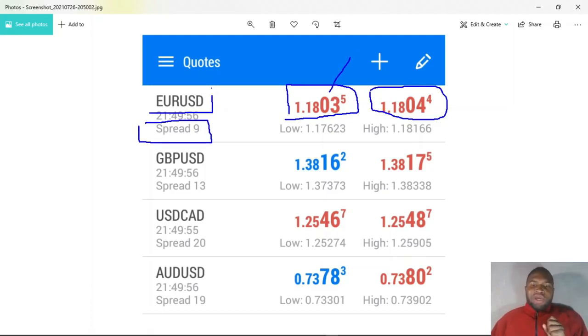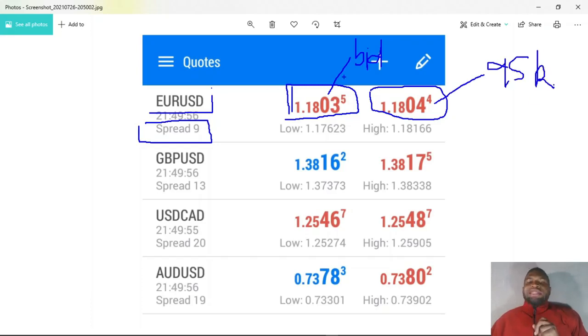Now, this first one, we call it the bid price, right? I don't want to go much deeper into definitions because there is a whole new lesson where we'll discuss the crucial Forex definitions that you need to understand. So for now, just understand that this first price that you are seeing here is called the bid price, and then this one is being called the ask price. Now the difference between the ask and the bid price is what is giving you this spread.